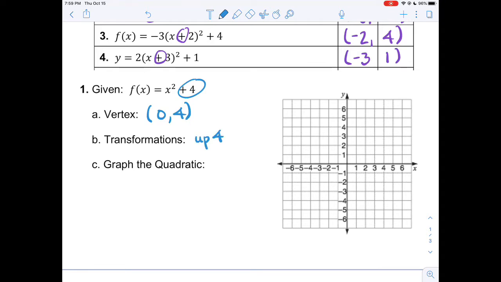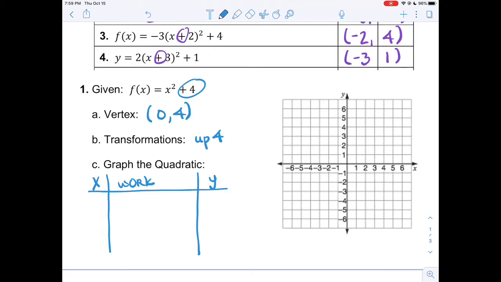Finally, I want to graph this quadratic. So I'm going to set myself up a little table here of x values and then a place to show some work because there are a couple of operations that we need to do to get from x to y.